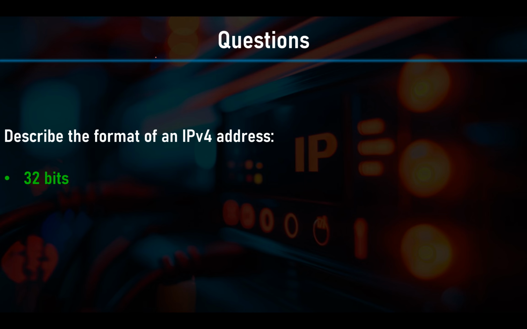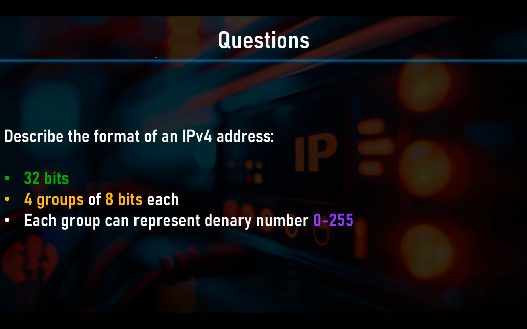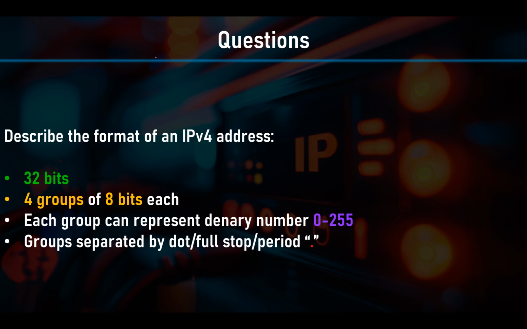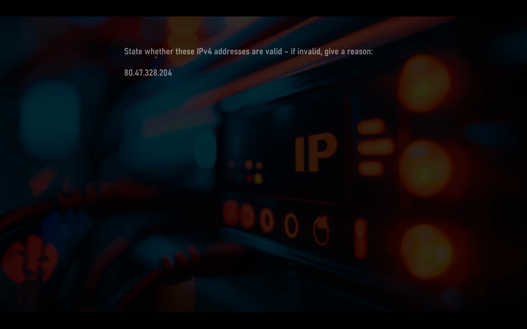Right, so first we say it's going to be 32 bits. There are also 4 groups, and each group is going to be 8 bits. Each group can be represented by a denary number 0 to 255, and finally, groups have to be separated by a dot, full stop, period. Just that character in red.